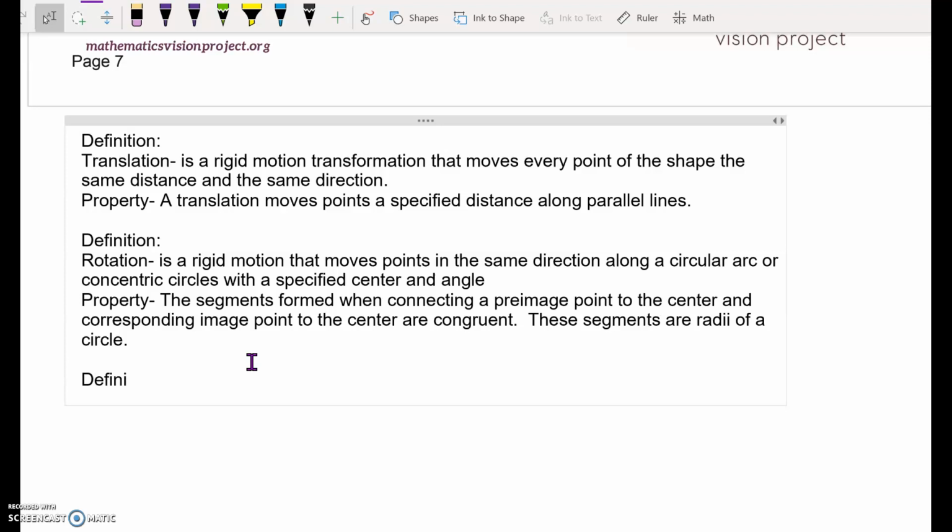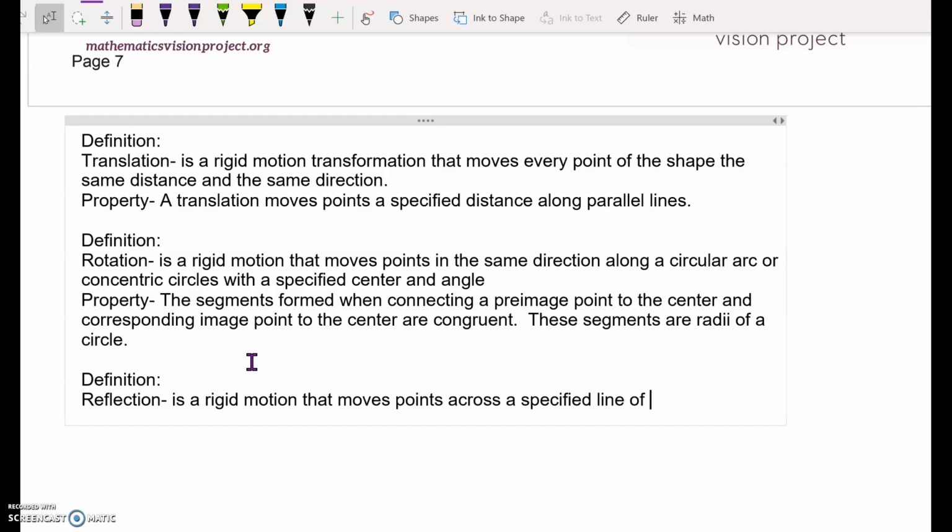All right, last definition. Let's see, where am I at time-wise? To keep this consistent, reflection. Whoops, just kidding. Reflection is a rigid motion that moves points across a specified line of reflection.